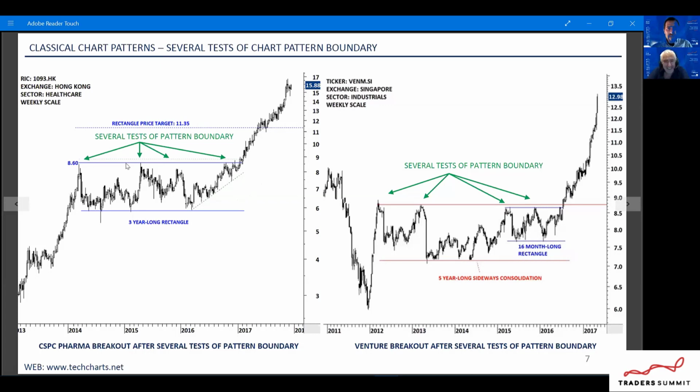So you see several tests of the chart pattern boundary. That's a good sign. The more tests, the better it is. The breakouts that take place after several tests of the chart pattern boundary usually produce strong trends. After a 3-year-long consolidation, several tests, here the preparation and the breakout. Again, the chart on the right-hand side is a 5-year-long sideways consolidation. 1, 2, 3, 4, 5 tests, and the breakout takes place.